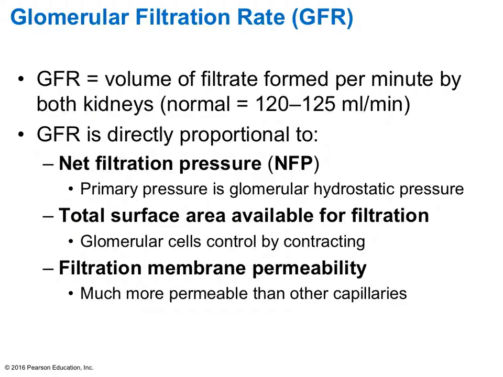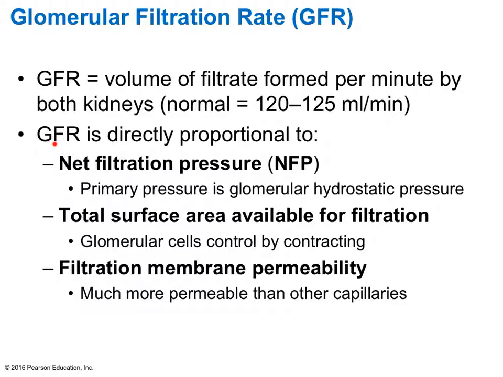The rate at which the plasma is being squeezed through the filtration membrane is known as the glomerular filtration rate, or GFR. And under normal conditions, about 25% of the plasma that's passing through the glomerulus is going to get squeezed through the filtration membrane, or that is to say, it becomes filtrate.